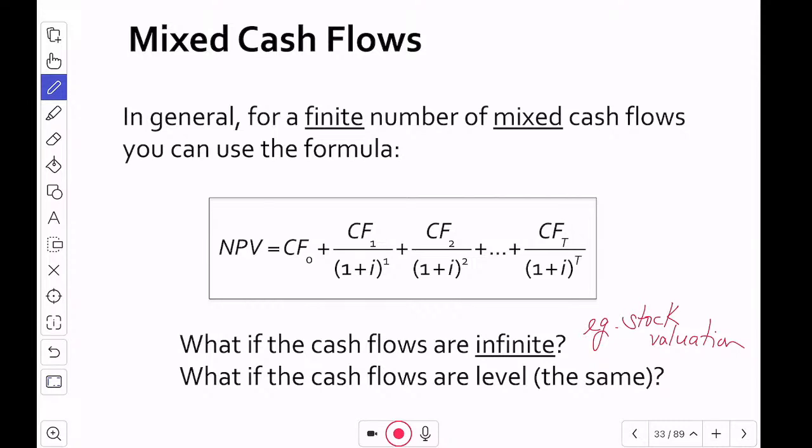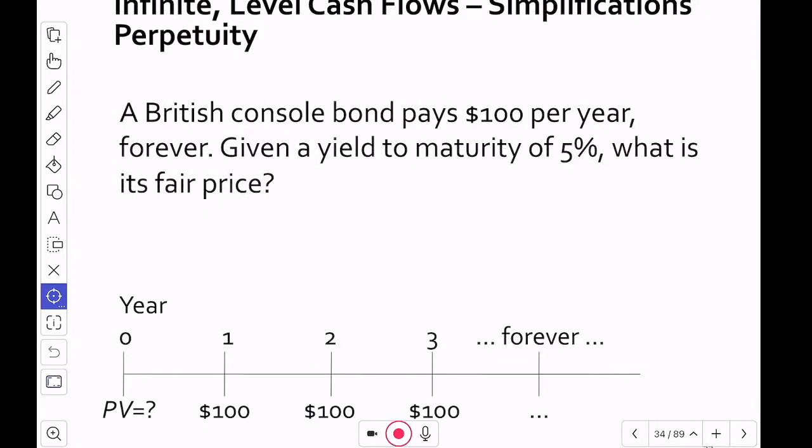And there are other examples, and I'll talk about those. So what if the cash flows are infinite, or what if the cash flows are the same? Are there simplifying formulas? Because why would we retype the same numbers again and again into our Excel or into our calculator? In the case of the calculator with level cash flows, I guess we could do that using the frequency key. But is there another formula that we can create since there's a pattern?